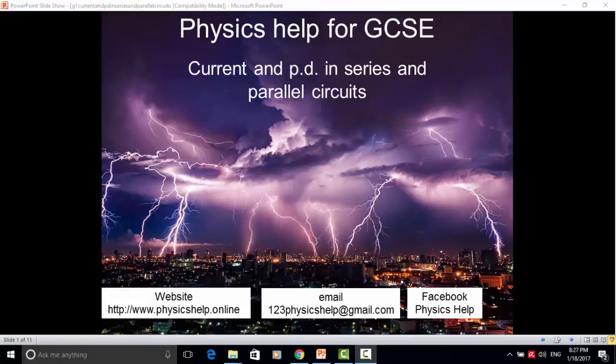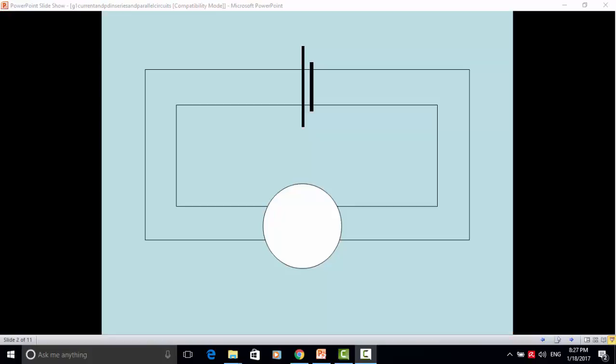Current and potential difference in series and parallel circuits. Here we have a series circuit with a cell at the top and a lamp, and I'll show a charge Q carrying energy E. The charge travels around the circuit delivering energy to the lamp, which then lights. The charge continues to pick up more energy and go around the circuit again.